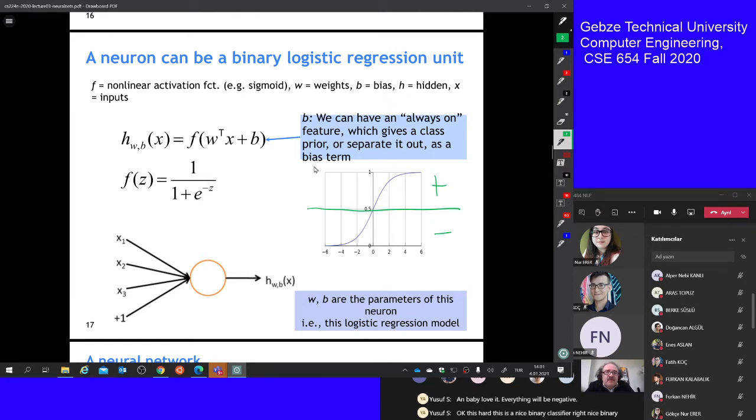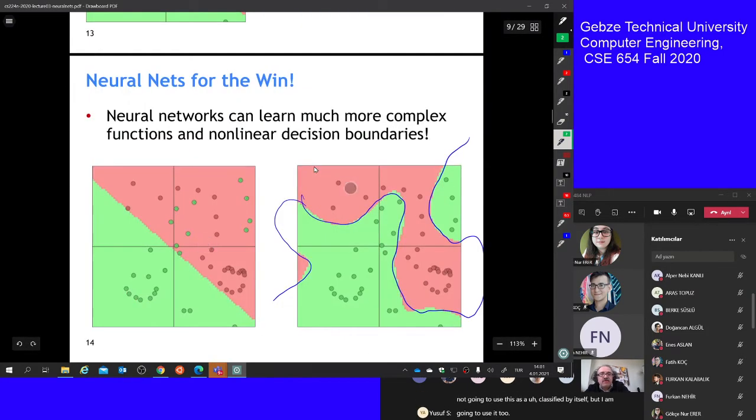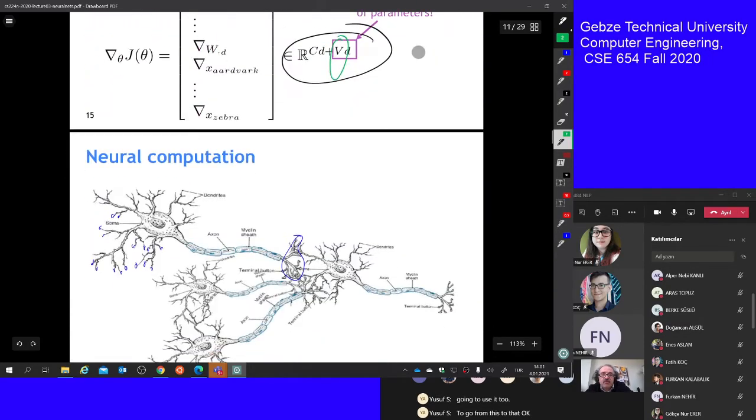So I am not going to write the loss function for this, how to train it, because we have something better than that. We have a better softmax classifier, and for that one we know the loss function. But anyway, I am not going to use this as a classifier by itself, but I am going to use it to go from this to that.